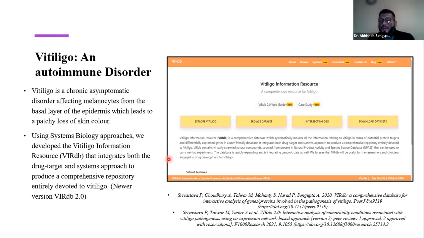It's an autoimmune disorder, a skin disease where the hyperactive immune system kills its own melanin cells, or melanocytes, from the basal layer of the epidermis, which leads to patchy loss of skin color. Which is quite related to psoriasis.